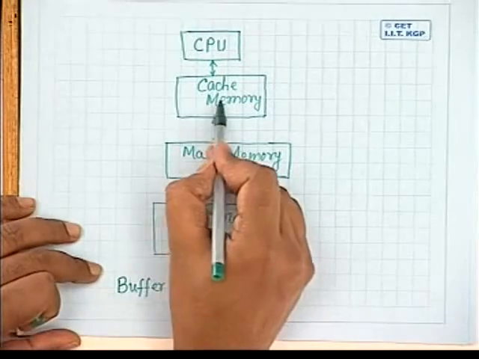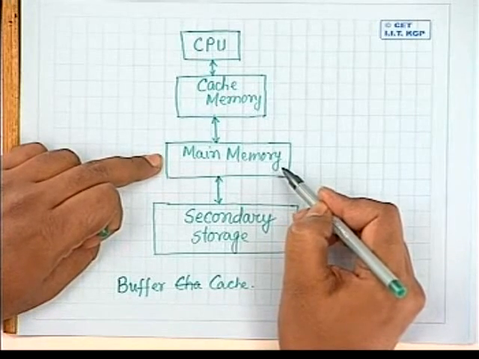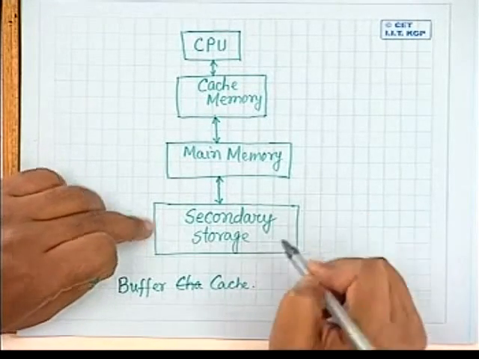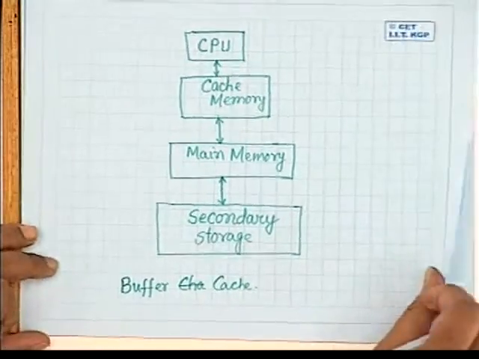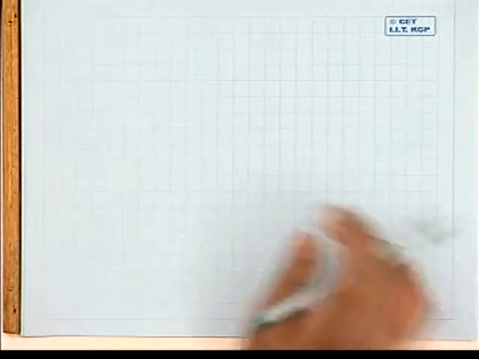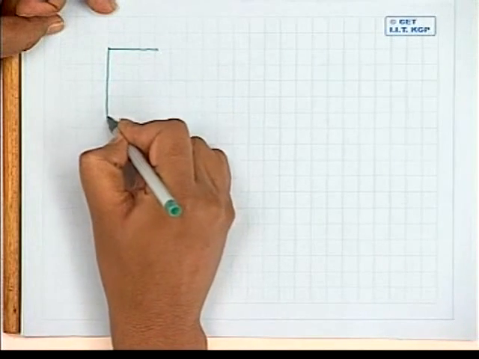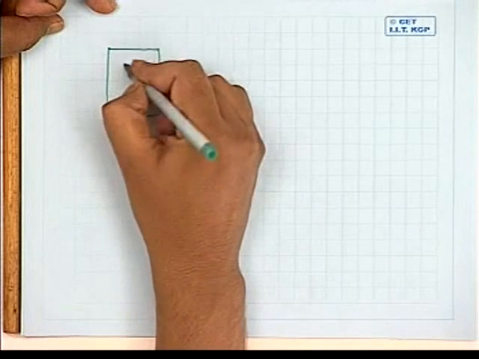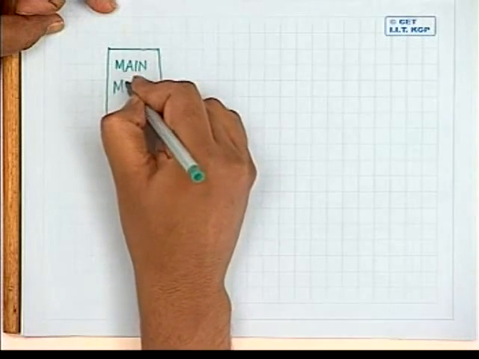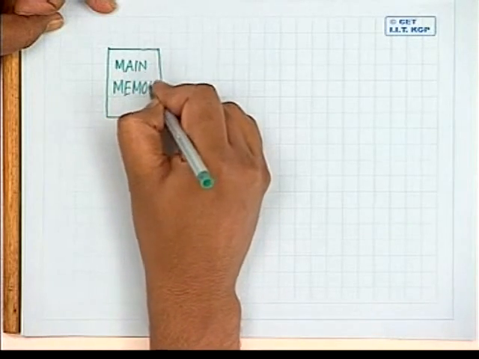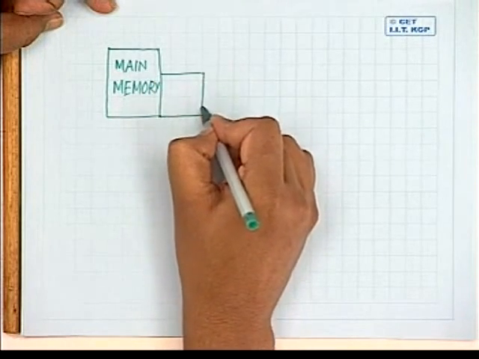Now this buffer cache is not the same as this cache memory. This buffer cache is a part of main memory which contains different blocks of data from the secondary storage. So logically I can put it like this. I have this main memory. A part of the main memory is called a buffer cache.